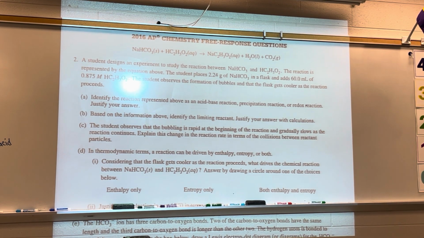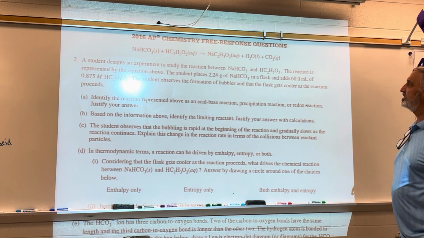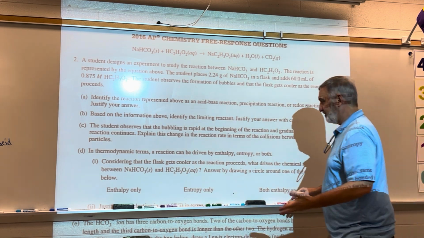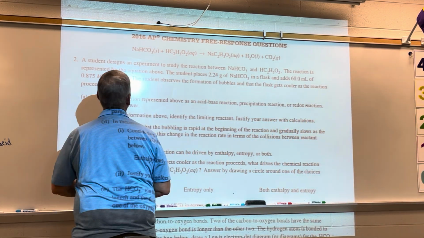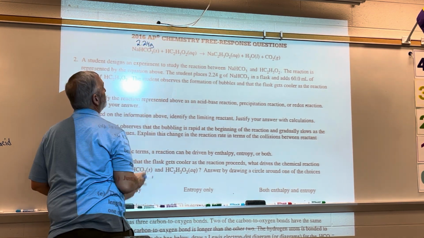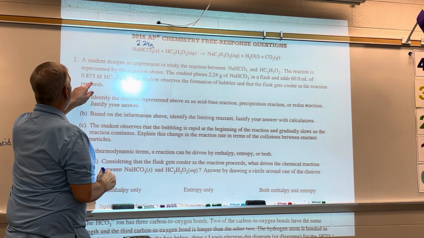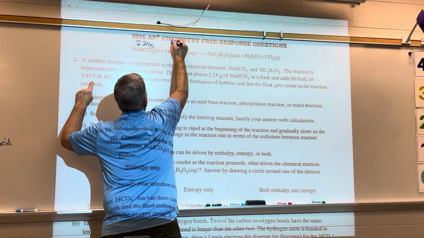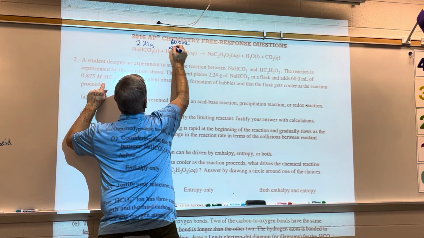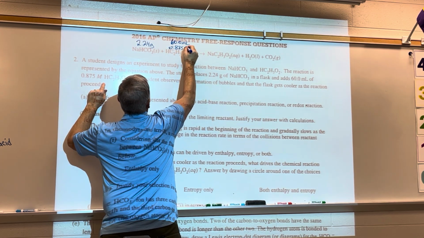All right. A student designs an experiment to study the reaction between sodium bicarbonate and acetic acid. That's baking soda and vinegar, your volcano reaction. The reaction is represented above. The student places 2.24 grams. So if I'm doing this, I'm going to say, okay, I take 2.24 grams of this. I like to just write it right above it. And add 60 milliliters of 0.875 molar.